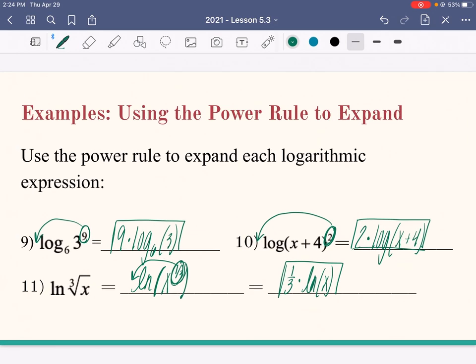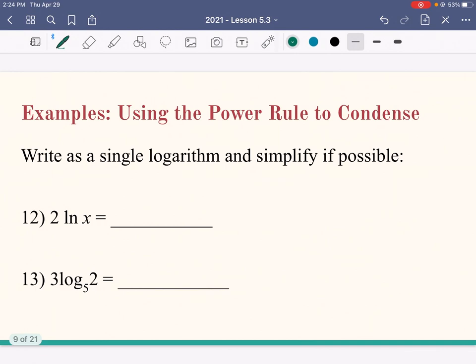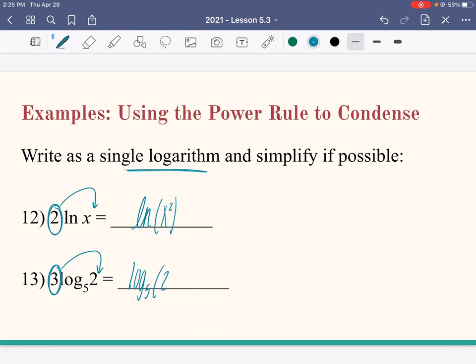Okay, going the opposite direction, so write it as a single logarithm and condense it as much as possible. So now the power is on the outside multiplying. If we write it as a single logarithm, that means you want to start with log of something, not 2 times log of something or 2 times natural log of something. So this would become natural log of x squared. Okay? And then if I attach the exponent, this becomes log base 5 of 2 to the power of 3, which is also the same thing as log base 5 of 8.